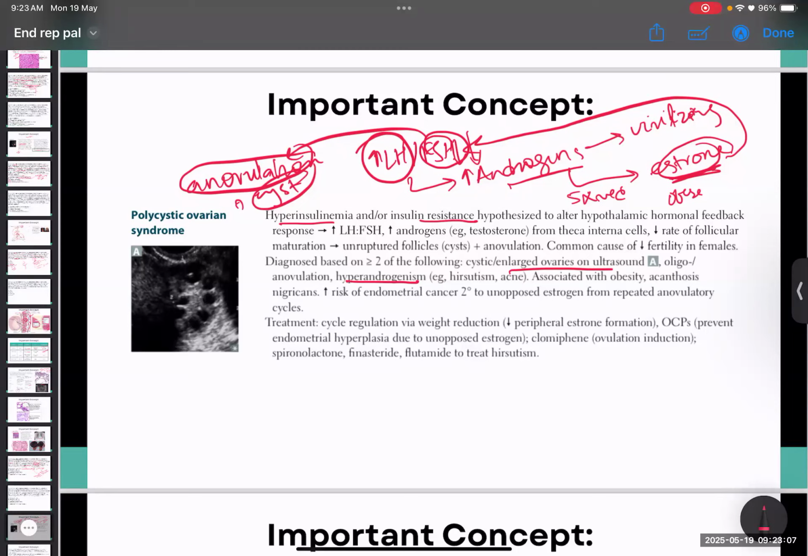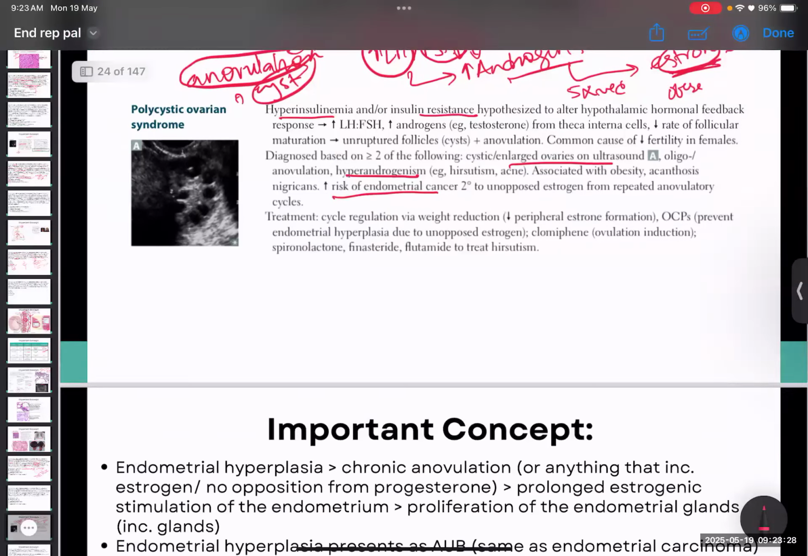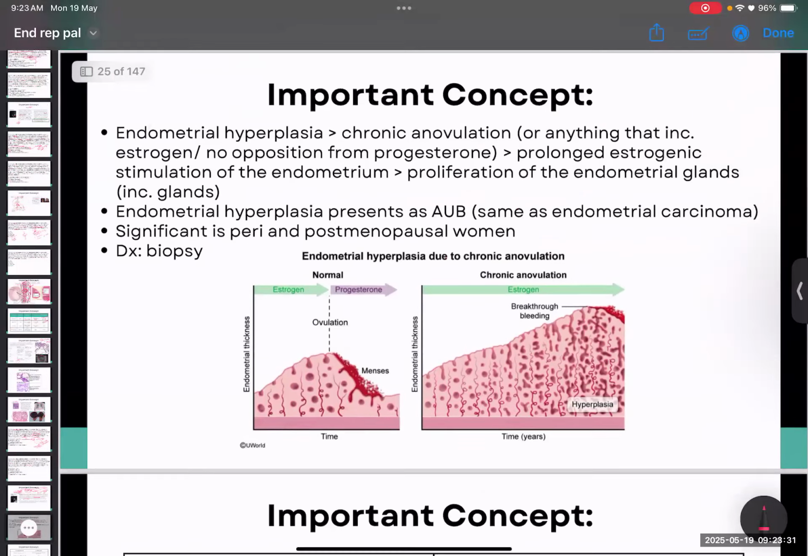And yeah, you have high risk of developing endometrial cancer just because you have chronic anovulatory cycles that predispose the patient to having unopposed estrogen production, and that estrogen kind of just leads to hyperproliferation of the endometrial glands and endometrial hyperplasia, and that can further contribute to endometrial carcinoma. And yeah, so this is what happens.